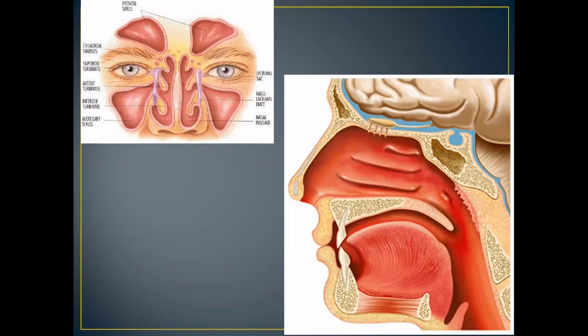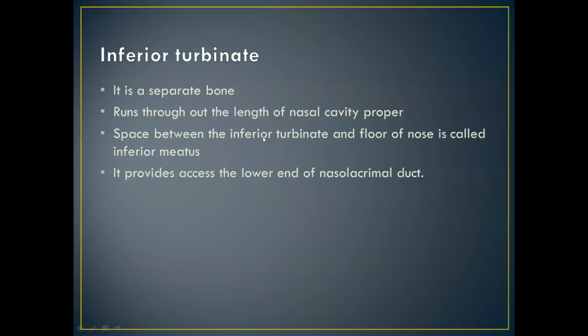If the patient is under anesthesia, then we can look at these turbinates. Inferior turbinate is a separate bone, and as we discussed, it runs throughout the nasal cavity. And the space between the inferior turbinate and the floor of nose is inferior meatus. The important thing to discuss here is it provides access to the lower end of nasolacrimal duct.